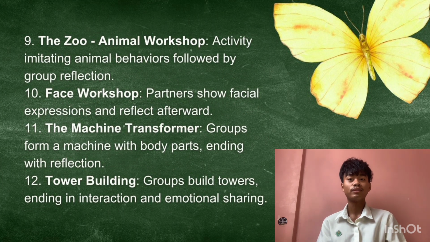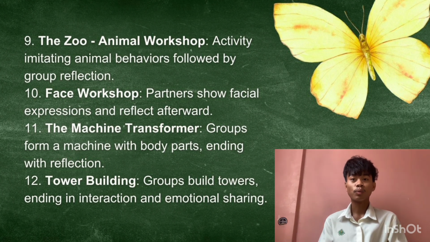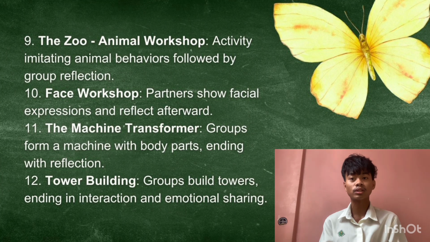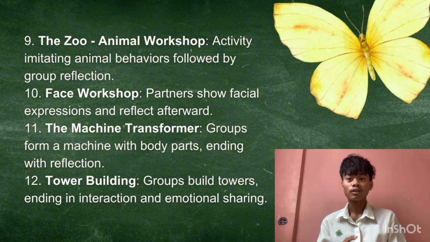Number 9, we have the zoo, or animal workshop. For example, a workshop where participants learn about different animals and their emotional characteristics. For example, fear, curiosity, sometimes sadness, and happiness. And with this, it fosters empathy, self-awareness, and understanding of emotional responses.